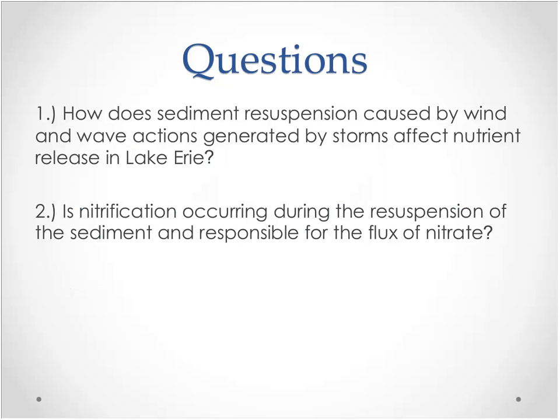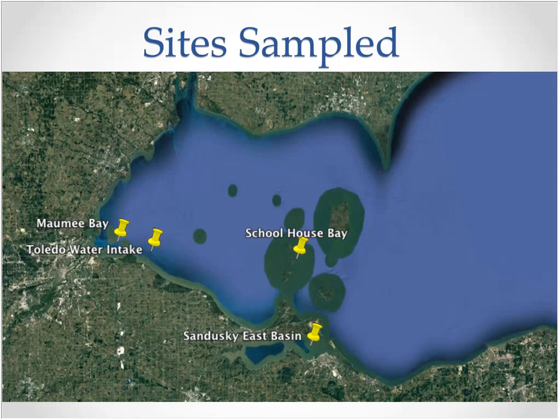So the overarching questions that we wanted to address were, how does sediment resuspension caused by wave and wind action from storms affect nutrient release in Lake Erie? And is nitrification occurring during the resuspension of the sediment and accounting for that nitrate that we see? To investigate this, we sampled four sites within the western basin of Lake Erie. We sampled Maumee Bay, the Toledo Water Intake Structure, Schoolhouse Bay, which is right off of Middle Bass Island, and within Sandusky Bay.